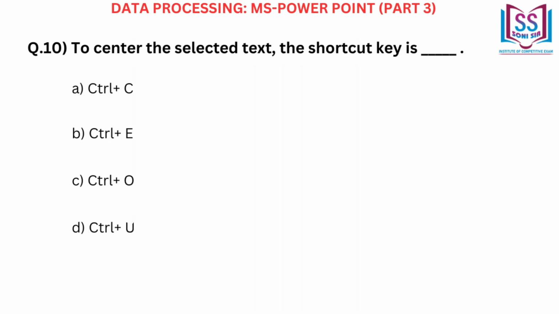To center the selected text, the shortcut key is dash. A. Ctrl plus C. B. Ctrl plus E. C. Ctrl plus O. D. Ctrl plus U. Correct answer B. Ctrl plus E.